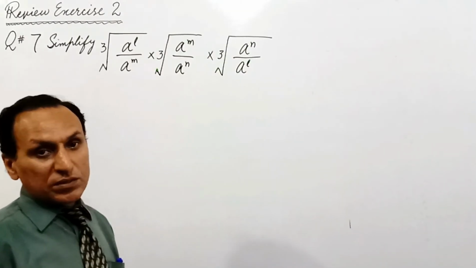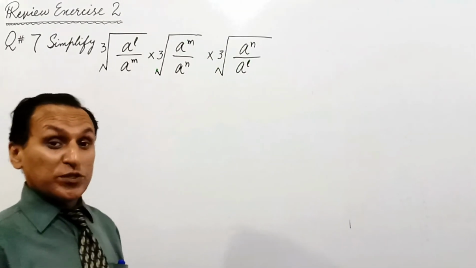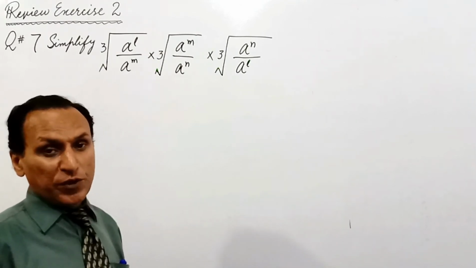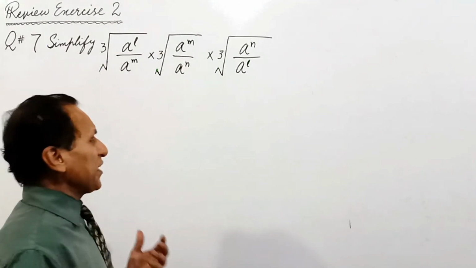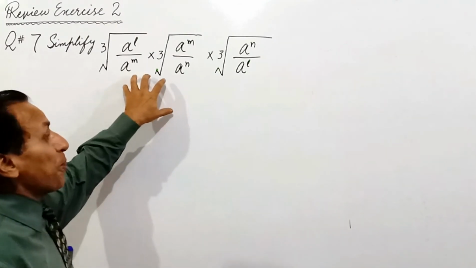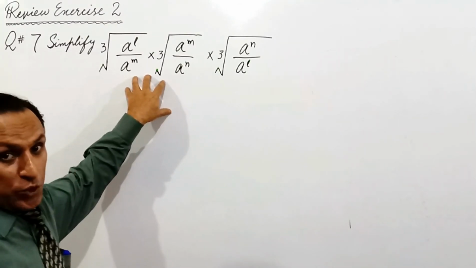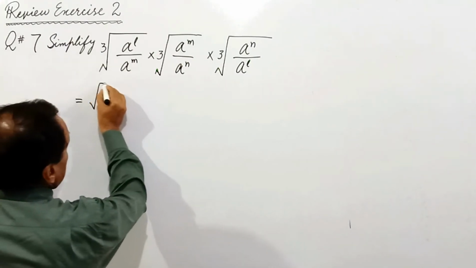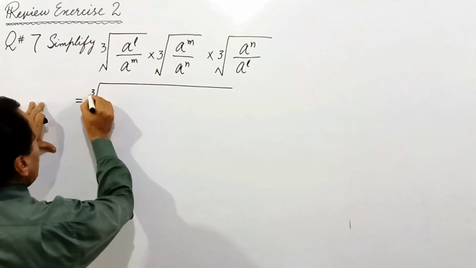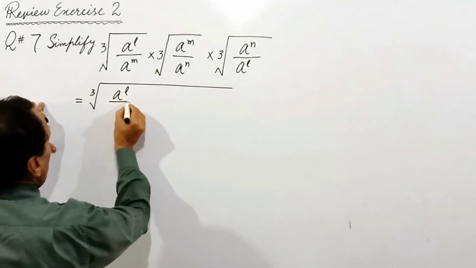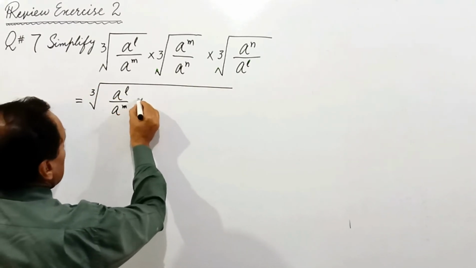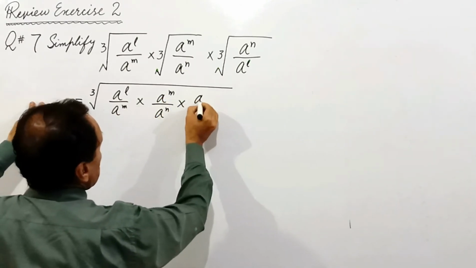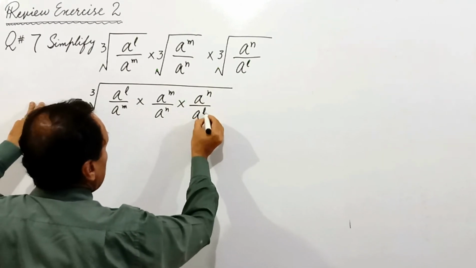Let's do question number 7, the last question of this review exercise 2. In this question we have different ways to solve it. We use a different technique in which we apply the property of the cube root, and that is we take the common third root: a raised to power l over a raised to power m, multiplied by a raised to power m over a raised to power n, multiplied by a raised to power n over a raised to power l.